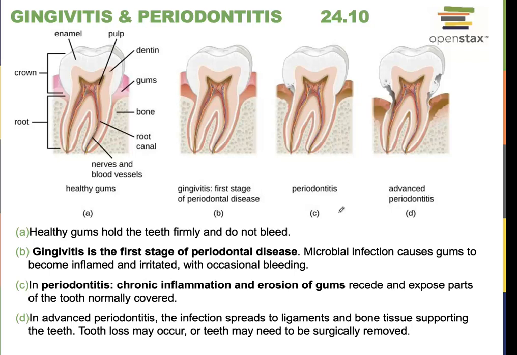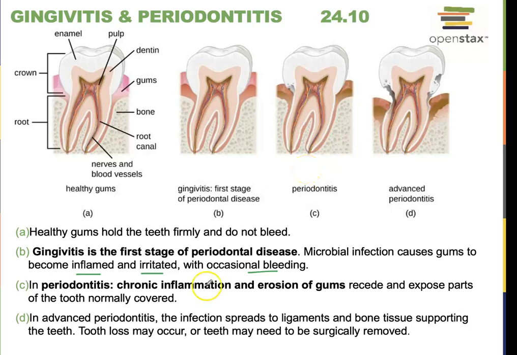All right, so gingivitis and periodontitis is a gum infection. Healthy gums are going to hold the teeth firmly and they don't bleed, right? So if you brush your teeth and you see blood, or if you're flossing and you see blood, you do have some sign of gingivitis. Gingivitis is where the gums become inflamed and irritated, with occasional bleeding. And if you don't address the gingivitis, it can lead to periodontitis.